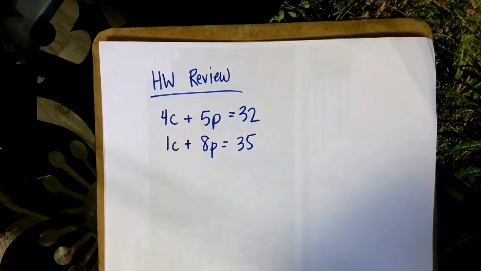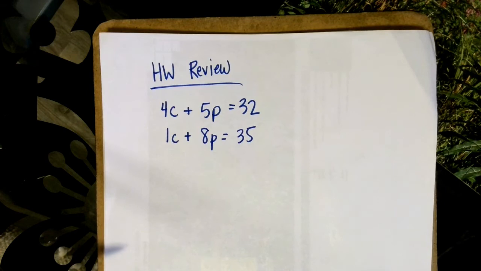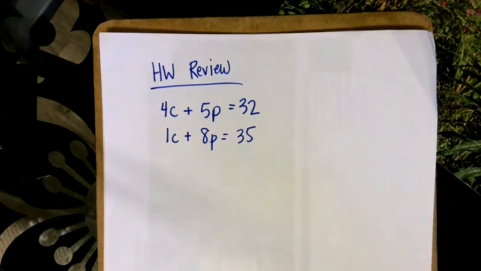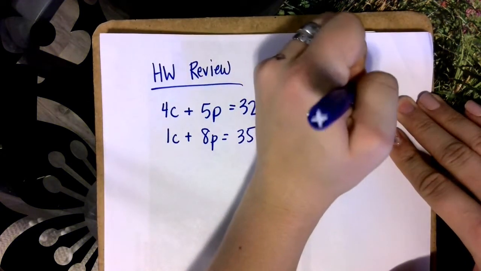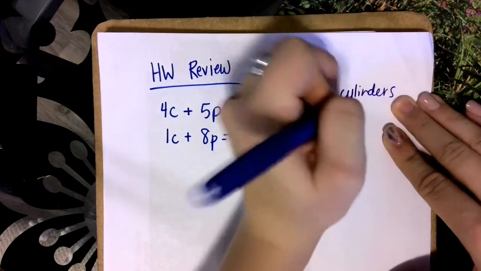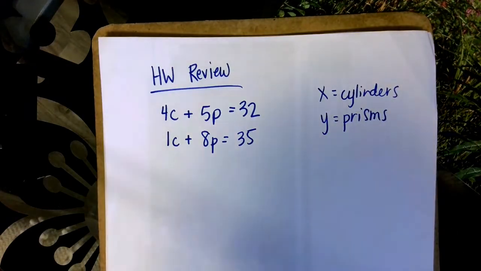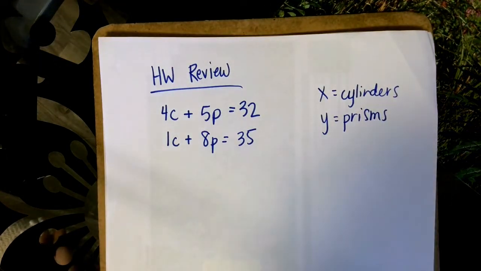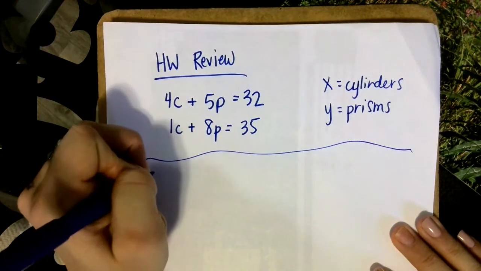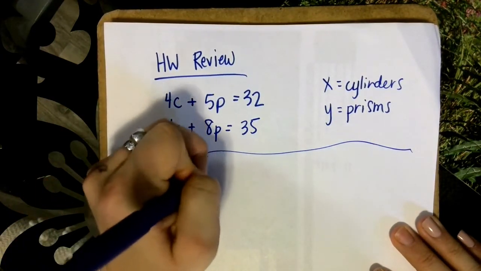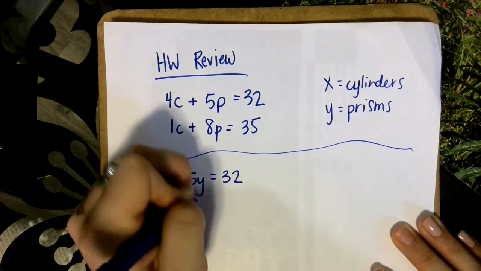So we need to write and solve a system of equations. So this right here is your system of equations. If you are not comfortable with using variables other than x and y, we could let x be our cylinders and y be our prisms. I do think it's easier to switch them over to x and y, especially if you're going to use the method of graphing.